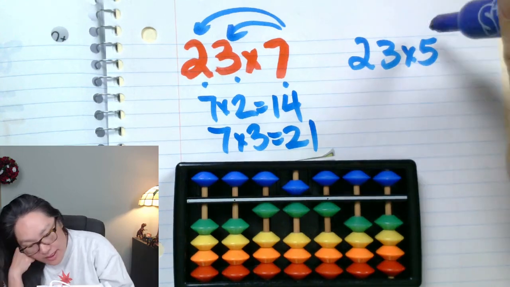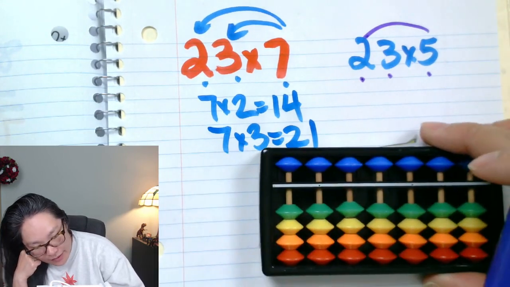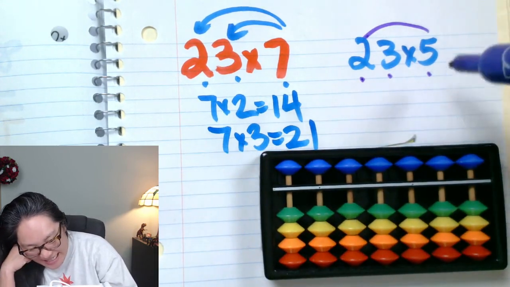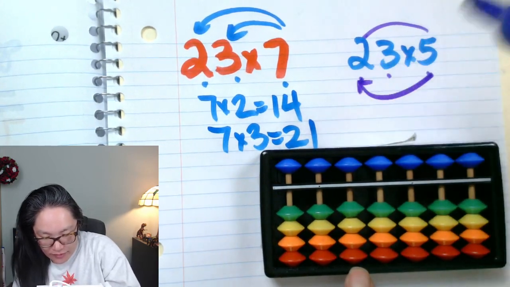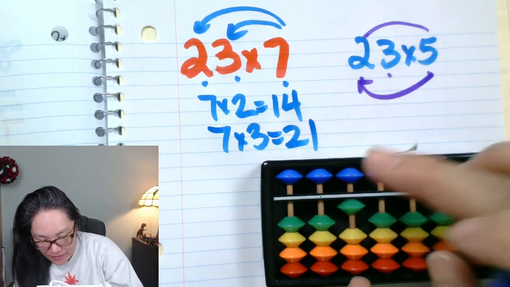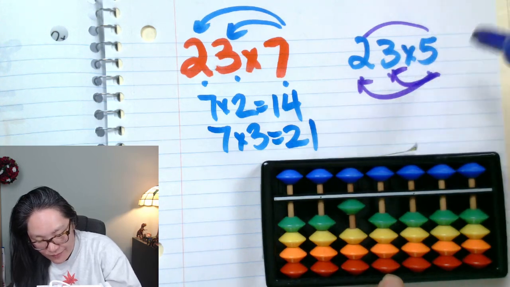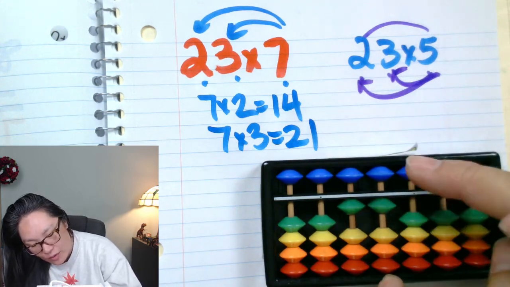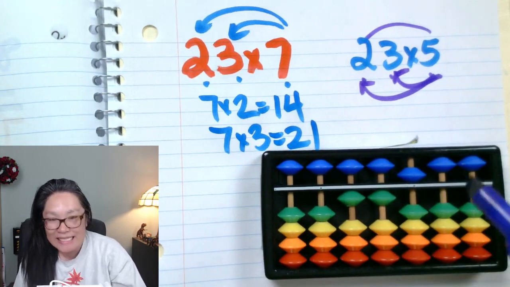So let's do this one. Same thing. 1, 2, 3. 1, 2, 3. We do it again. Okay, I remember. See, I told you it's easy. 2 times 5 is 10. 1 and 0. 3 times 5 is 15. 1 and 5. That was too easy.